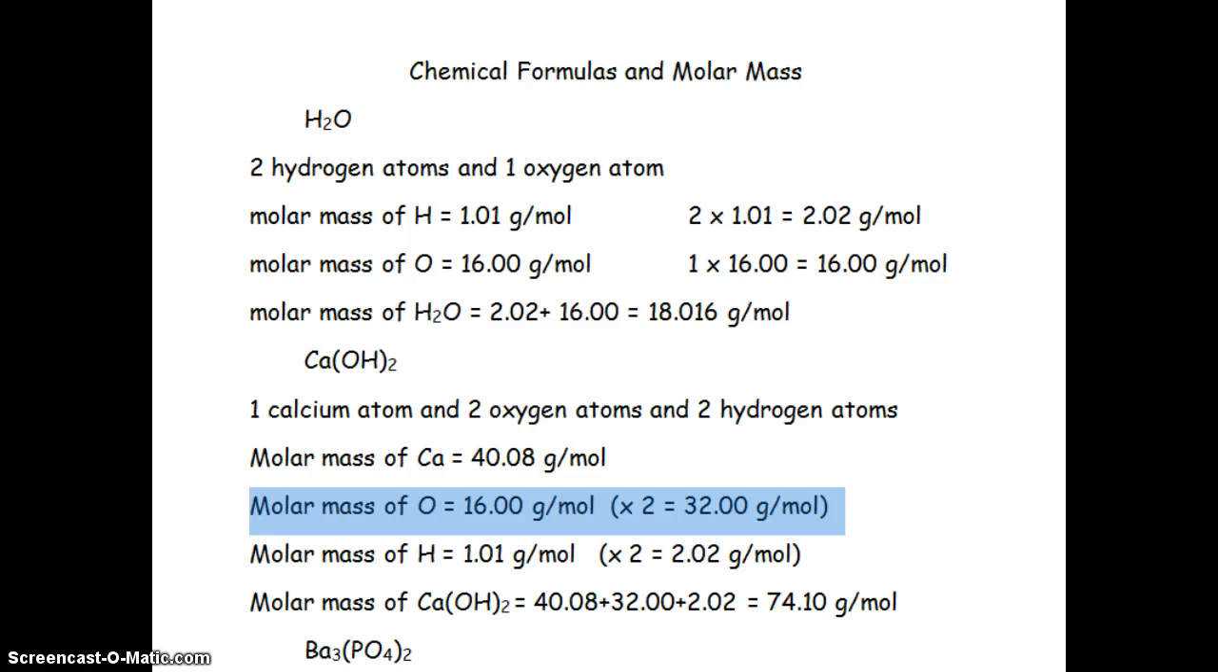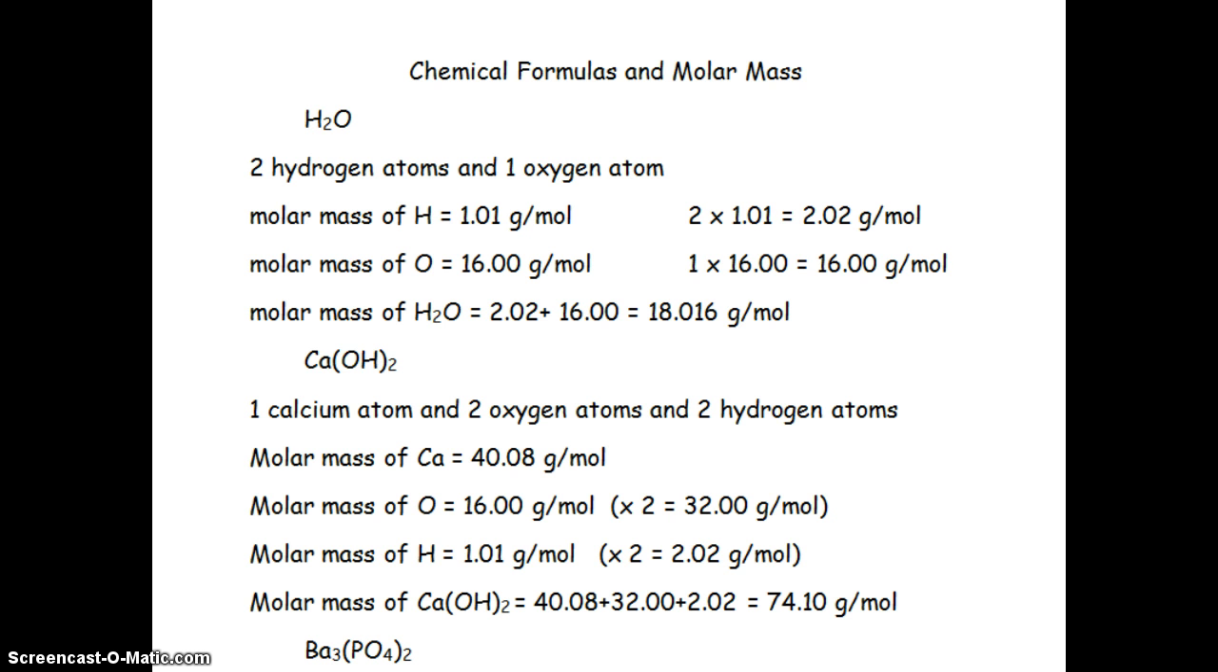So the molar mass of water is the total of the molar masses of each of the atoms, times the number of each of the atoms. So the molar mass of water is 18.016 grams per mole. Okay, let's look at another formula. Let's look at calcium hydroxide.